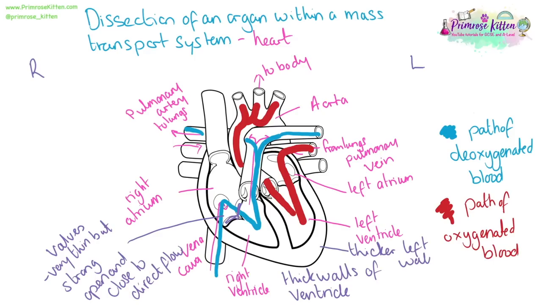The walls of the ventricle are much thicker. However, on the left-hand side of the heart, they are noticeably thicker than on the right-hand side. This is because the right-hand side just has to pump to the lungs, whereas the left-hand side has to pump the whole way round to the body. So it needs to be a thicker muscle.